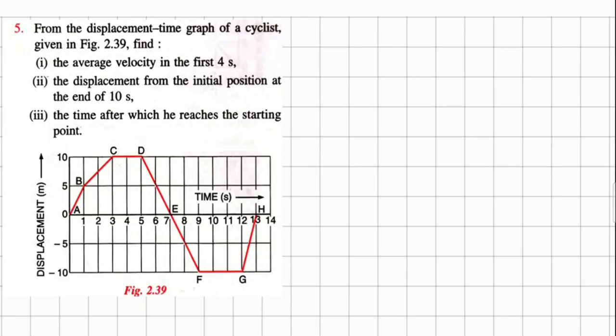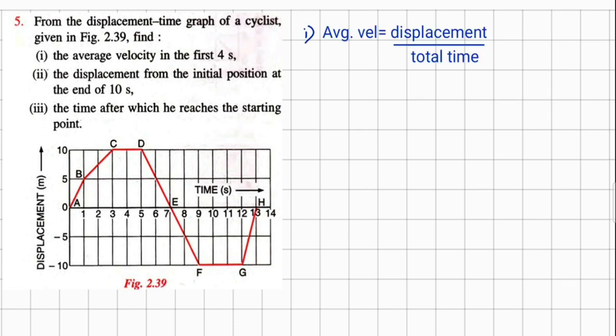Next question. Question number 5, graph has been given to you. Again, it is displacement time graph, but this time it is in the negative axis also. This is actually displacement time graph. And they have asked you find the average velocity in the first 4 seconds. Let's calculate. So average velocity in first 4 seconds, formula is displacement upon total time.